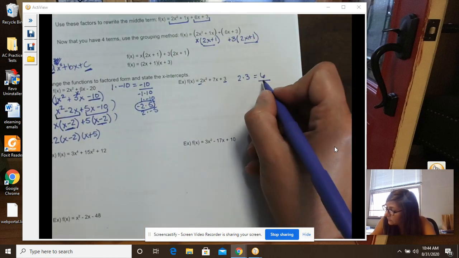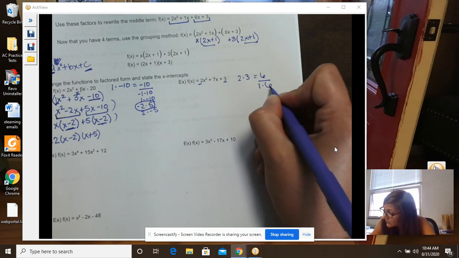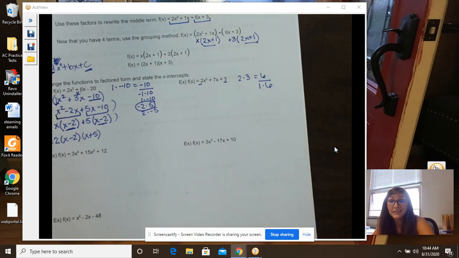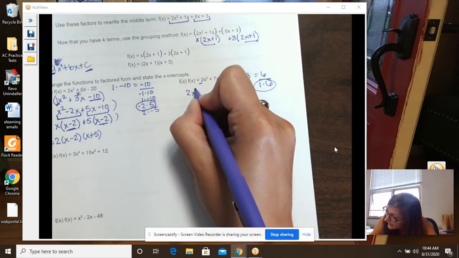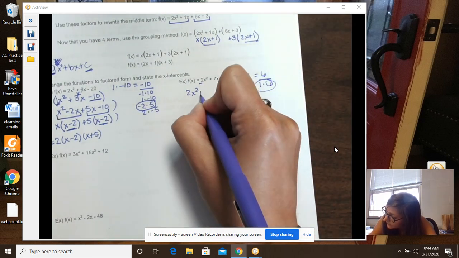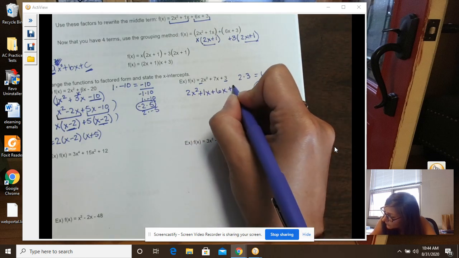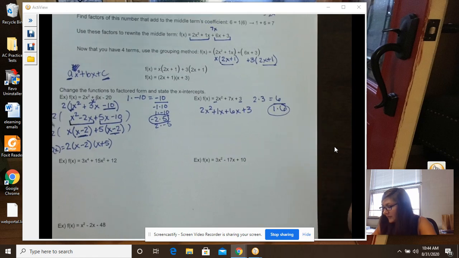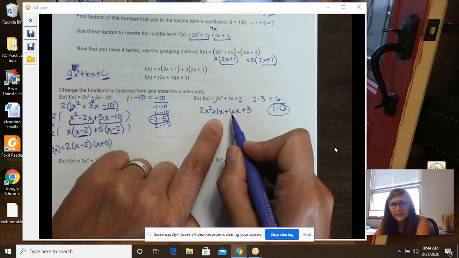So just as a little refresher, factors of 6 that would add to 7. Well, if I start writing my list, the first one I'm going to write is 1 and 6. That's actually the pair that I need, right? So I would rewrite this as 2x squared plus 1x plus 6x plus 3. And I'm going to show you something here. The order of the middle terms is actually not important.